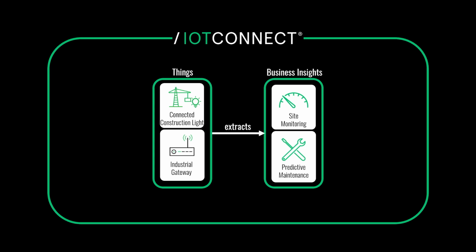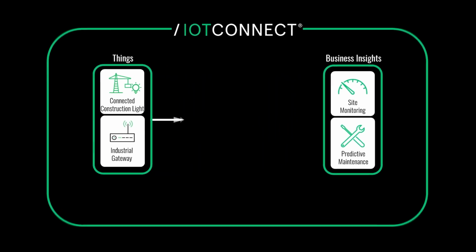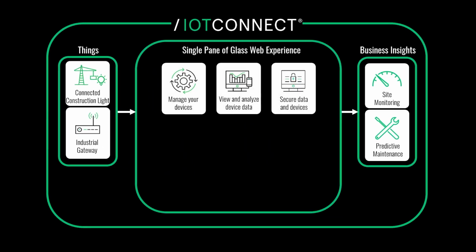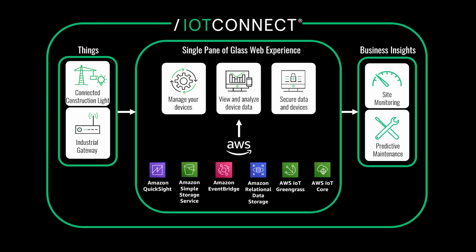But if you remember back to our graphic before, the key that needs to go in the middle there is some sort of cloud infrastructure that's going to be handled. And so what IoT Connect is going to do is act as that single pane of glass web experience that's going to help you manage your devices, view and analyze data, and do the things you want to do. And how that's actually built is on top of a layer of services provided by AWS. So things like Amazon Simple Storage Service, or S3, Amazon RDS, Greengrass.